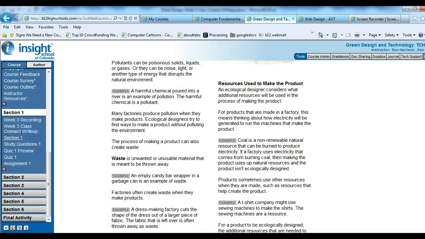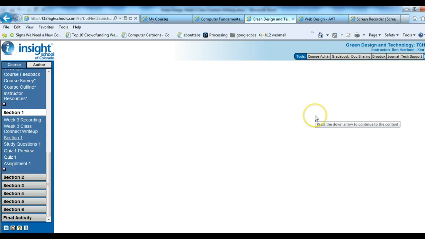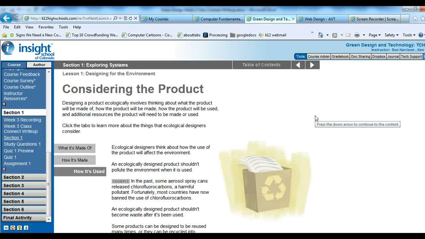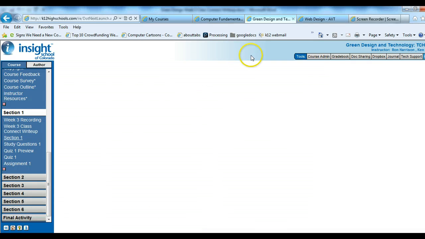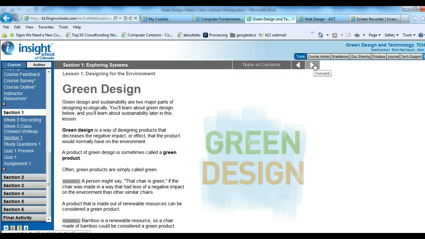Is it polluting? Is it going to be polluting when it's made? Is it going to be polluting when it's used? Is it going to be polluting when it's finished being used? So those are all the things that environmental designers need to think about. Another practice activity, so go through that, see how well you do.